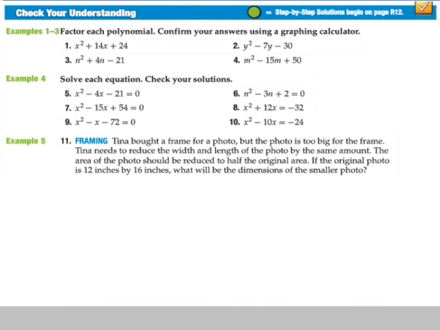Do me a favor, try those 11. We'll talk about these 11 in class. I'll answer any other questions you had about any examples. That's it for the notes.